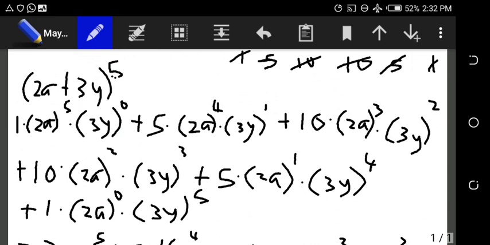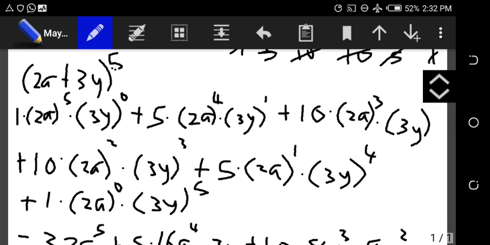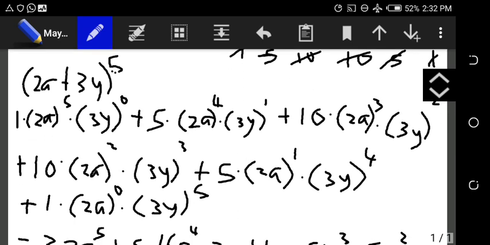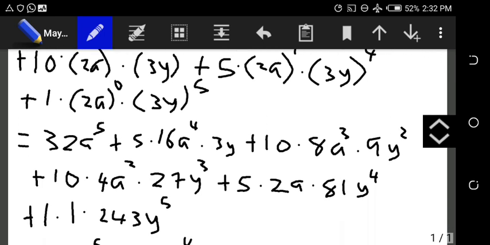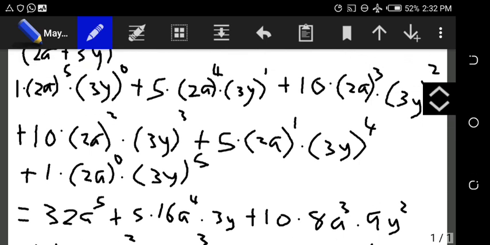Okay, so in our next video we'll also look at some other examples. We want to see how we can use this to expand fractions, binomial expansions with fractions. So we want to see how we can utilize the Pascal triangle to also solve that.